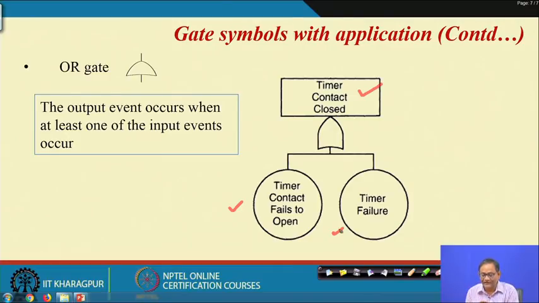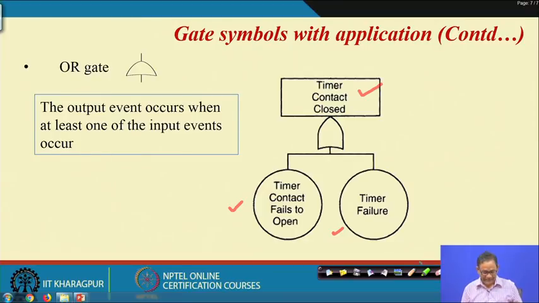Now, if there is a timer failure, then what will happen? This contact will be closed. Otherwise, the timer contact itself fails to open. So, this is a failure mode of the timer contact, and the timer also has failed, it is not working. If either of the two happens, then the timer contact will be closed. So, this kind of situation is where the output event occurs when at least one of the input events occurs.